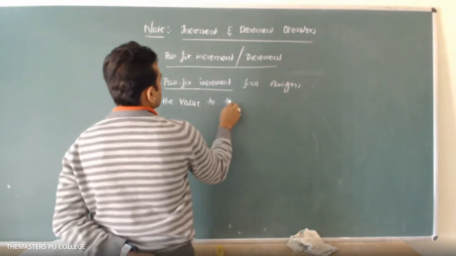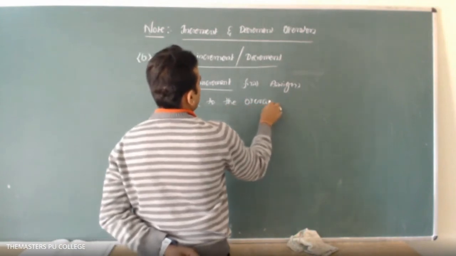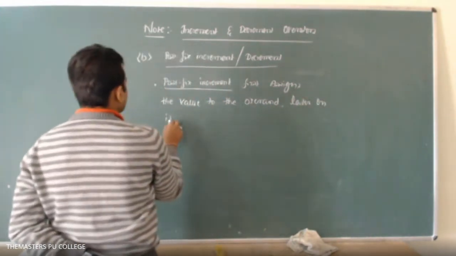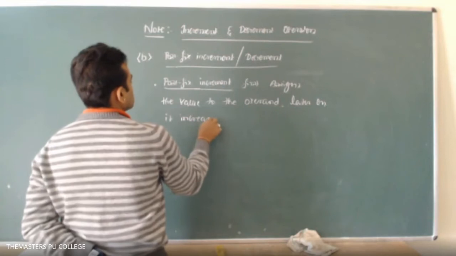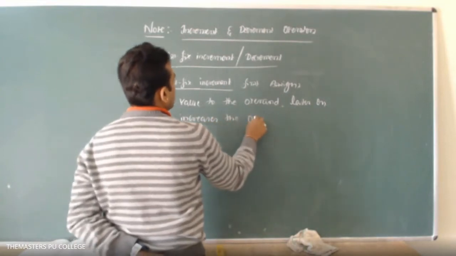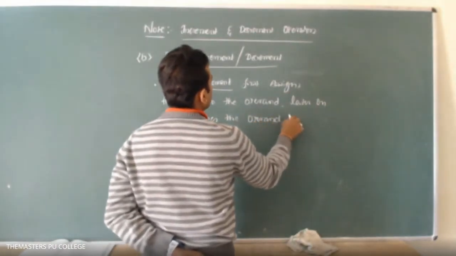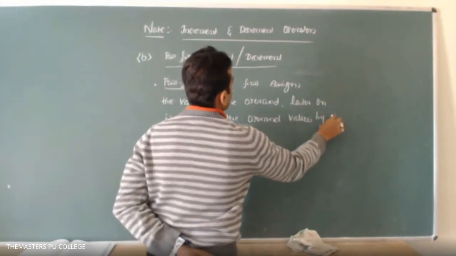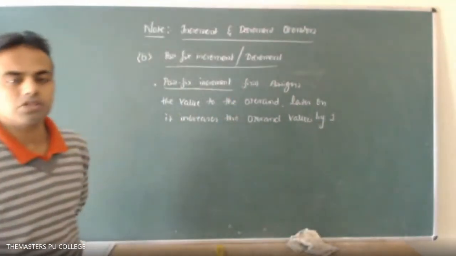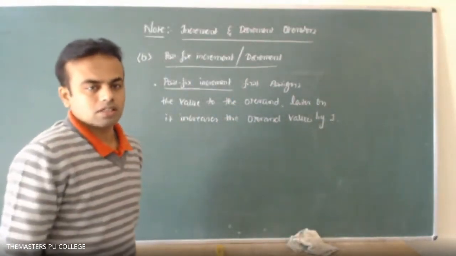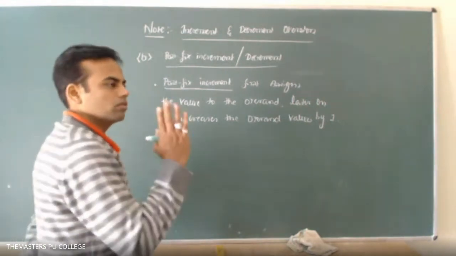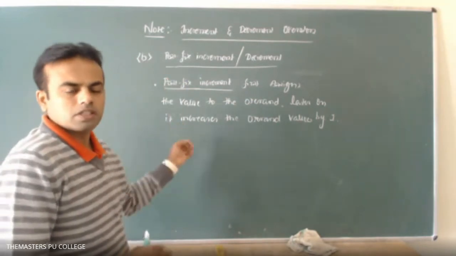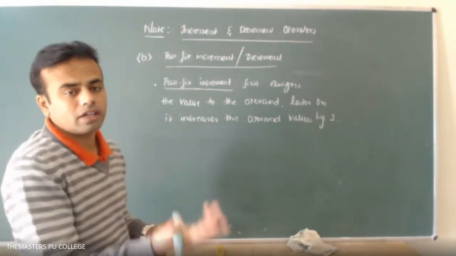to the operand. Later on, it increases the operand value by 1. First it assigns, after that it increases the value by 1. Only the difference is, prefix increases first, after that it assigns. So postfix, first it assigns, later on it increases the value.